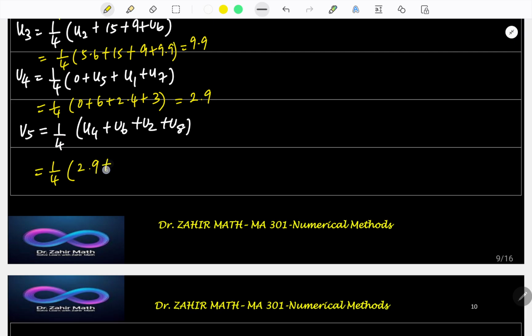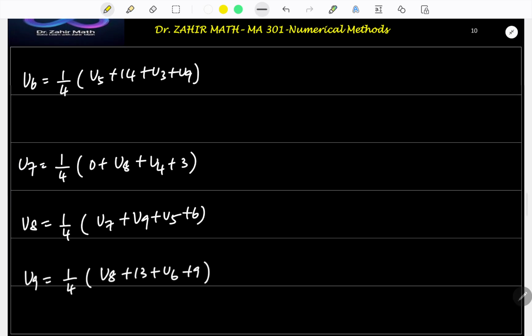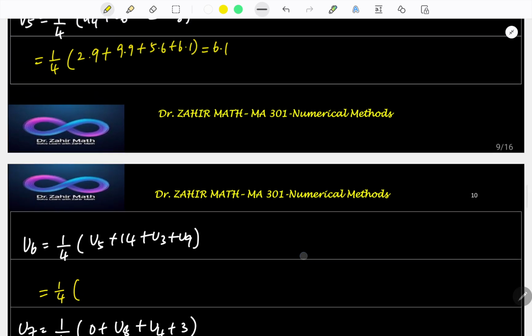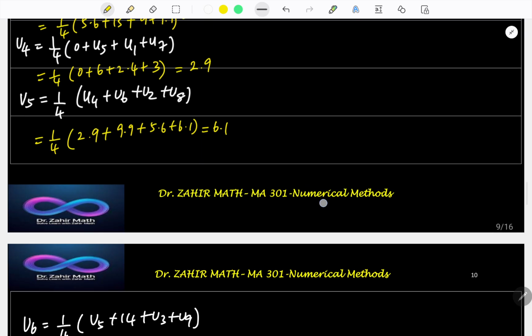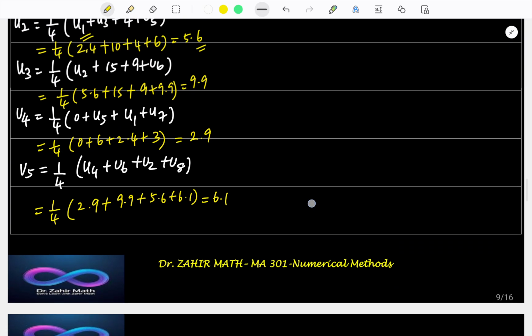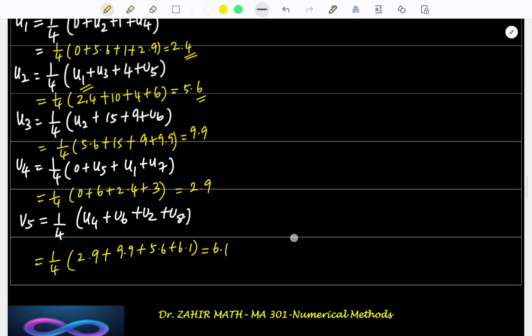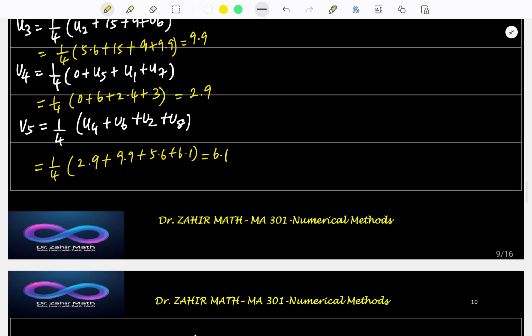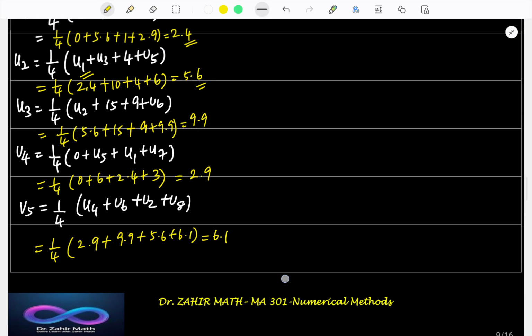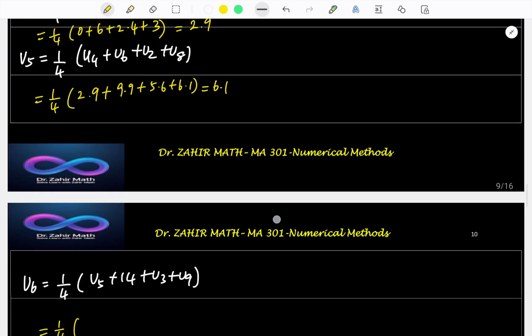u4 is 2.9 plus u6, which is equal to 9.9 plus 5.6 plus 6.1. So which is equal to 6.1. Now u6 is equal to 1 by 4 bracket open, and your u5, u6 2.9, u5 is 6.1, right? This is 2.9, 9.9, and 5.6, 2.4, 2.4, 5.6, 9.9, 2.9, and 9.9, okay, 2.9, 6.1. I'm just recording in the mind, okay?